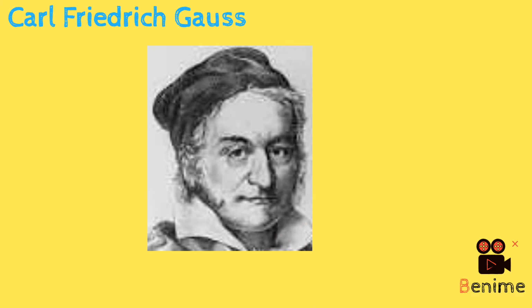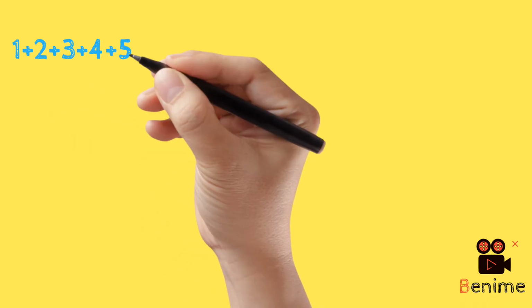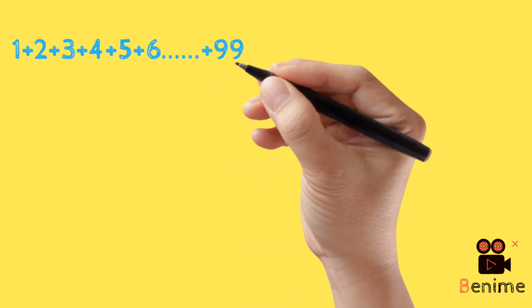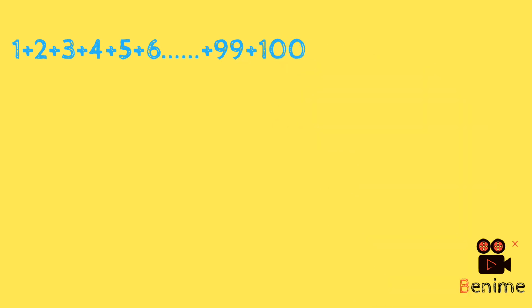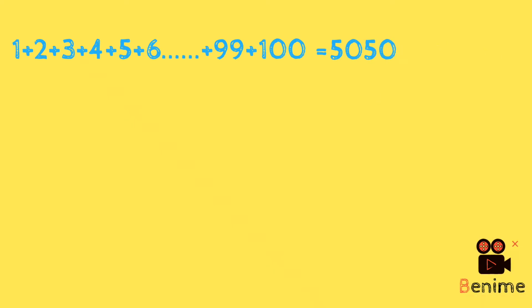The class teacher asked the whole class to sum up all integers from 1 to 100. That is 1 plus 2 plus 3 plus 4 plus 5 up to 100. And within seconds, Gauss delivered the answer. His answer was 5050, which is actually correct. Everybody was astounded at how he could deliver the answer in under 15 seconds. So he explained the way he solved it.